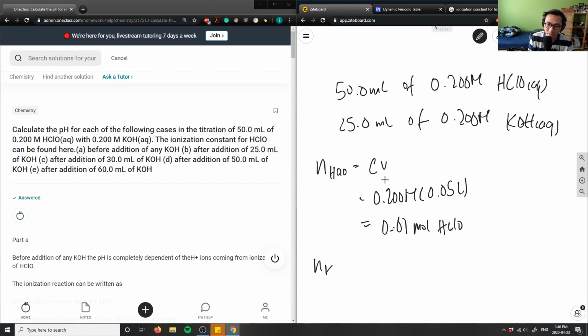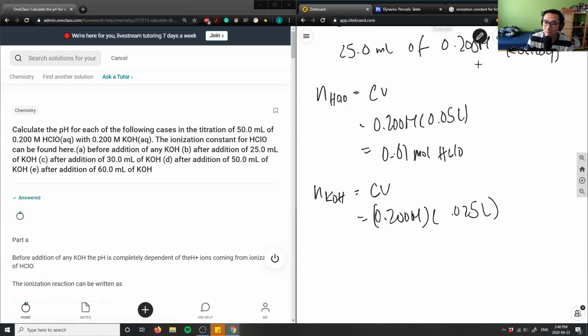And finally, the moles of potassium hydroxide, I do the exact same thing. I have 0.200 molar, multiplied by 0.025 liters. On my calculator, 0.200 times 0.025 gives me 5 times 10 to the negative 3 moles of KOH. So these are my moles of KOH.